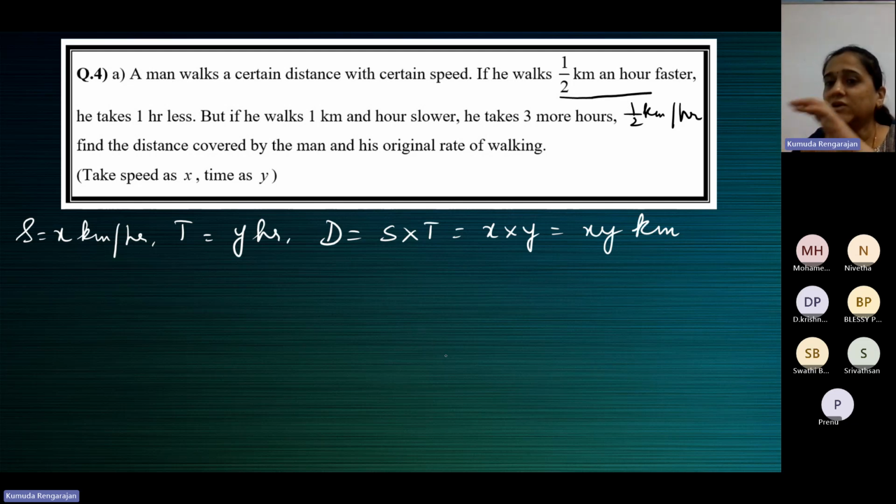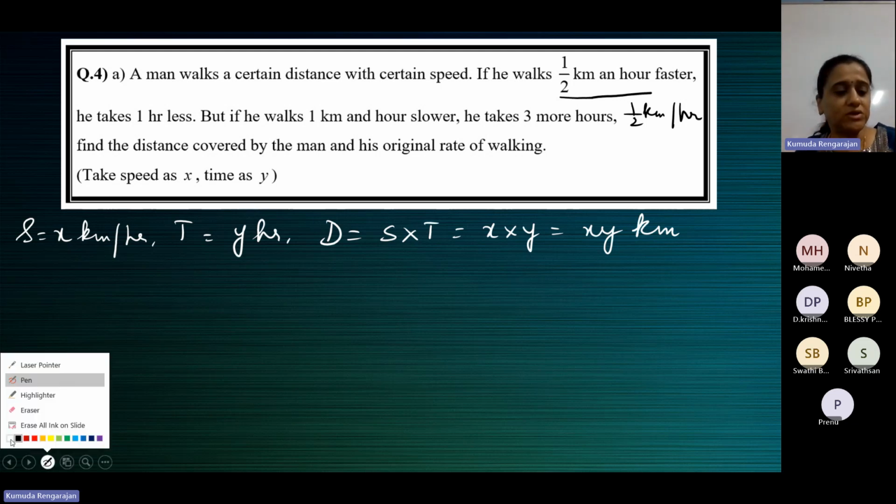So that means if he increases his speed by half kilometer per hour, he takes 1 hour less. Yeah, if you increase your speed, you take less time, right? You increase your speed, you will take less time. So if he increases his speed by half a kilometer per hour, he takes 1 hour less to cover the same distance. The distance will not change. When you increase your speed, the time taken reduces, but the distance covered is the same, right?